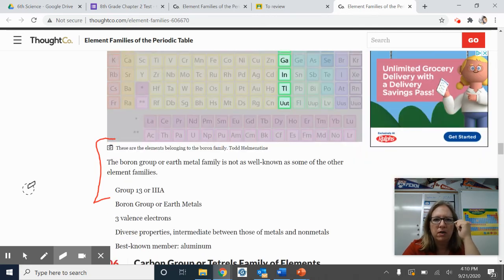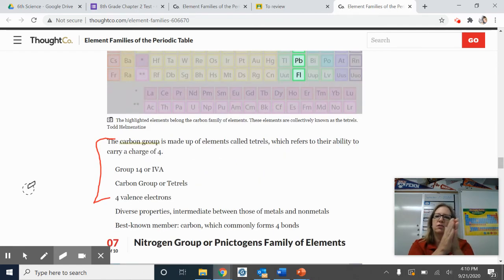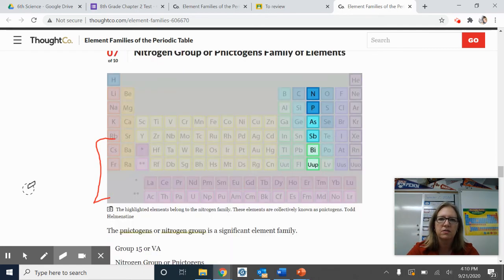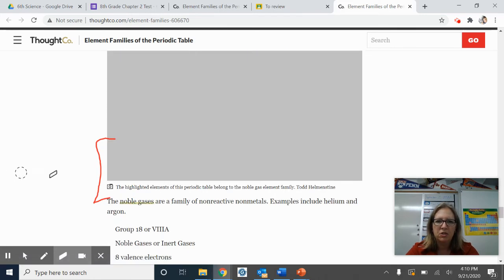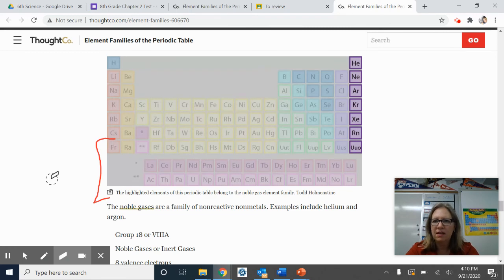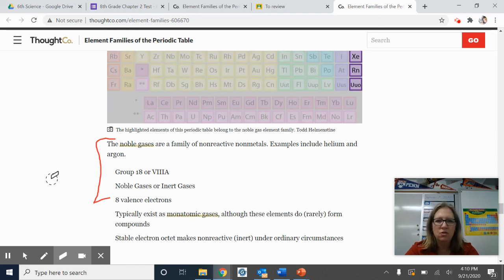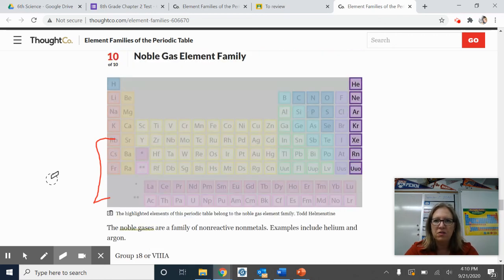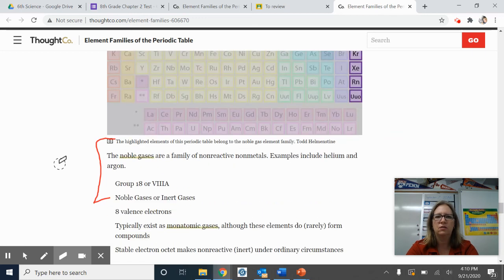There's the boron group, starting with boron, 3 valence electrons. There's the carbon group, 4 valence electrons. So you can see we're counting up 1 as we go across until we finally get to the noble gas family. There we go. Let that picture load up. 8 valence electrons. They are considered an inert gas, meaning they just don't react, okay? And that's where things like helium and neon and argon and xenon, these funky gases that kind of glow at different conditions, but they don't react with other things, okay?